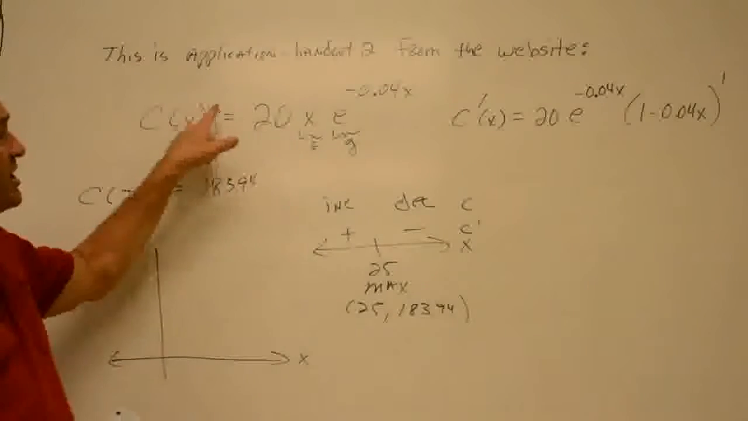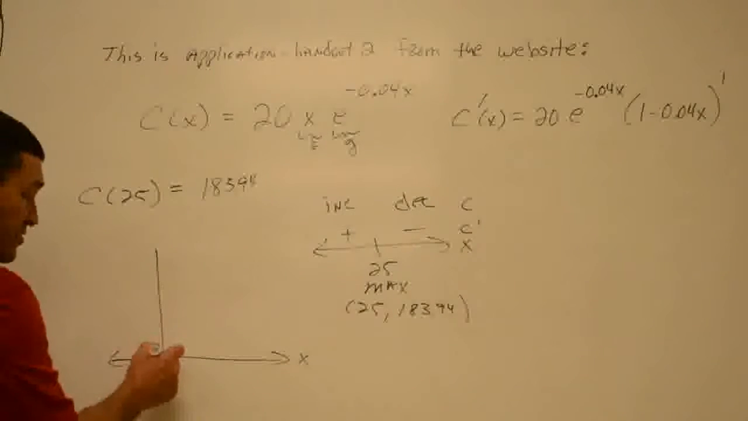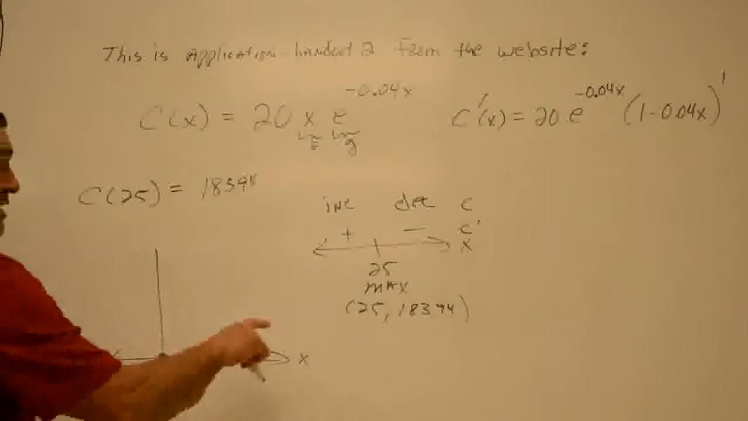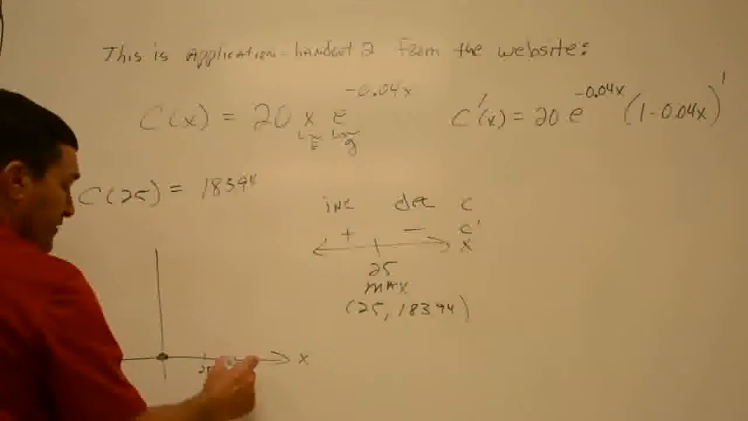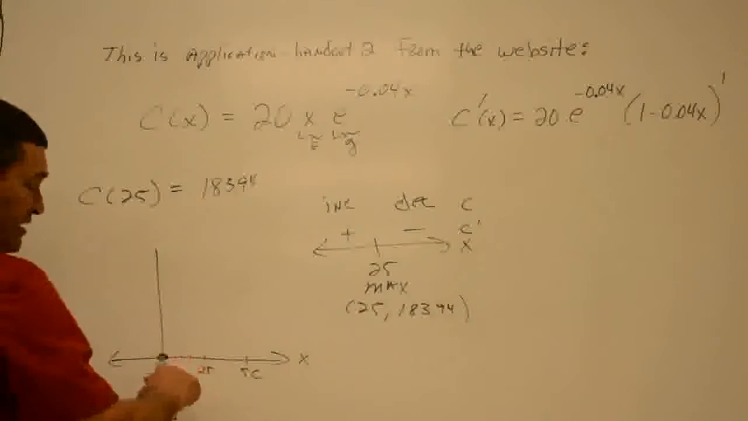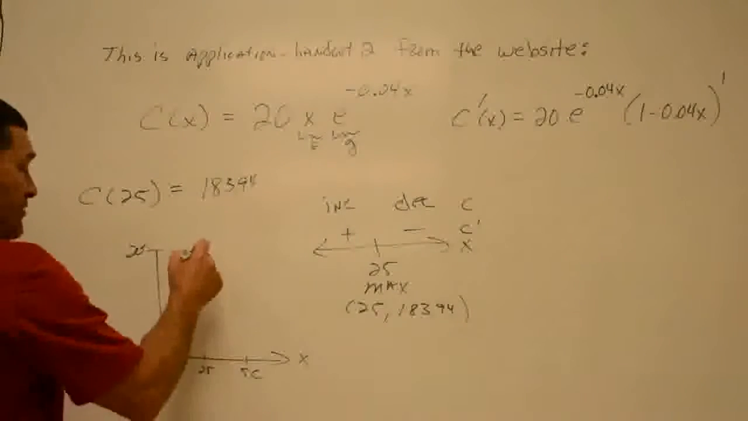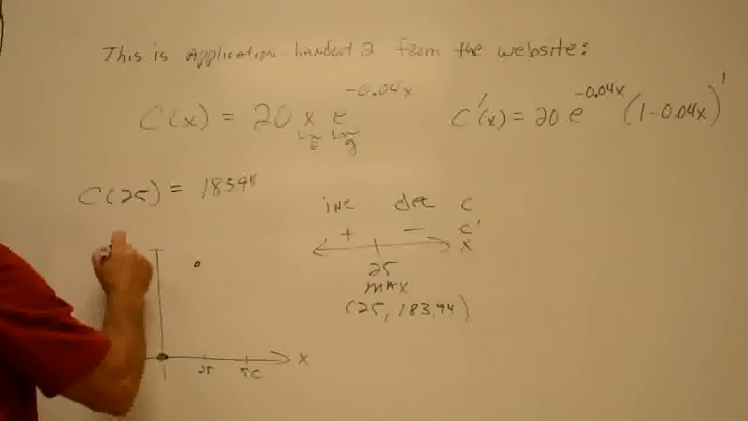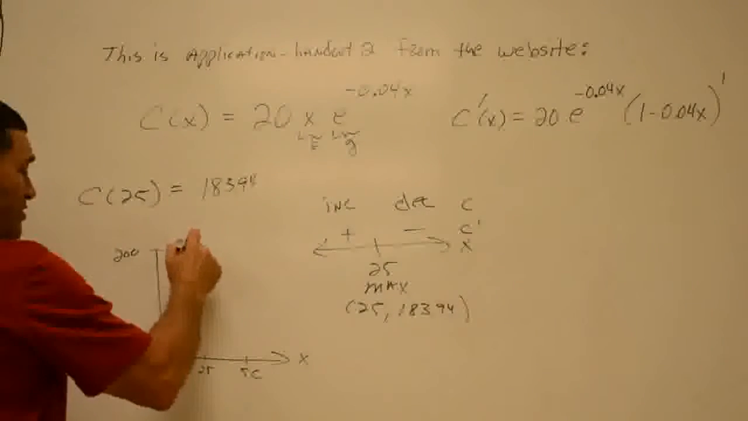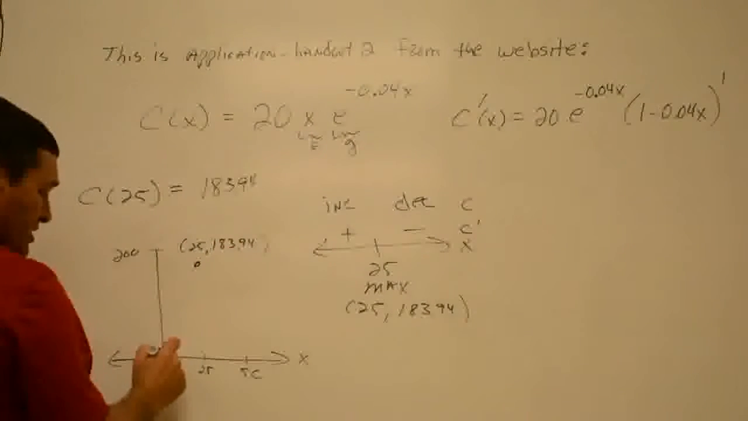But in this function, if I let x equal 0, 0 times the rest of it is 0. So your y-intercept is 0, 0. We have the point 25. If I go to 25 and 50, if x is 25, put 200 there. 25 and 183 would be about right there. So you have 200 and 25, 183.94, and your graph's going to look something like this.